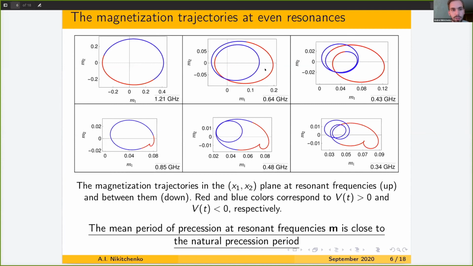And the main point here is that at parametric resonances, the mean precession period is very close to the natural precession period at the main resonance.